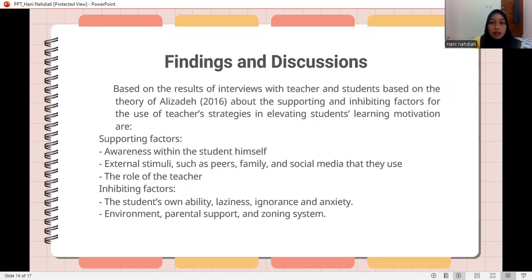Based on the results of interviews with teachers and students, and based on the theory of Alizadeh about the supporting and inhibiting factors for the use of teacher strategies in elevating students' learning motivation, the supporting factors are awareness within the students themselves, external stimuli such as peers, family, and social media that they use, and the role of teacher strategies. And the inhibiting factors are the students' own ability, laziness, ignorance, and anxiety, and external stimuli such as environment, parental support, and zoning system.